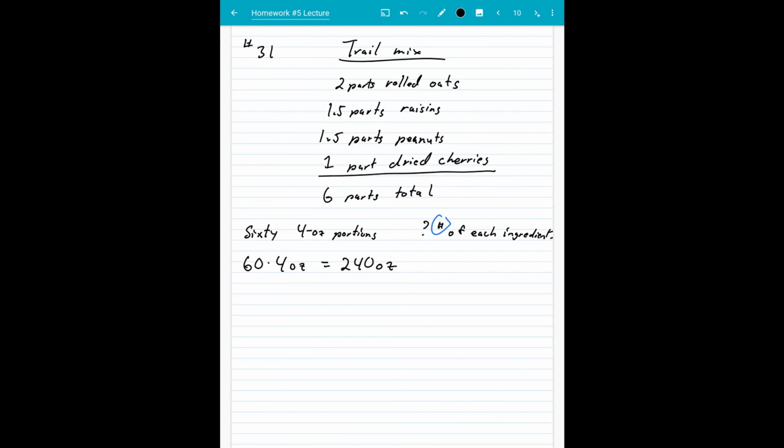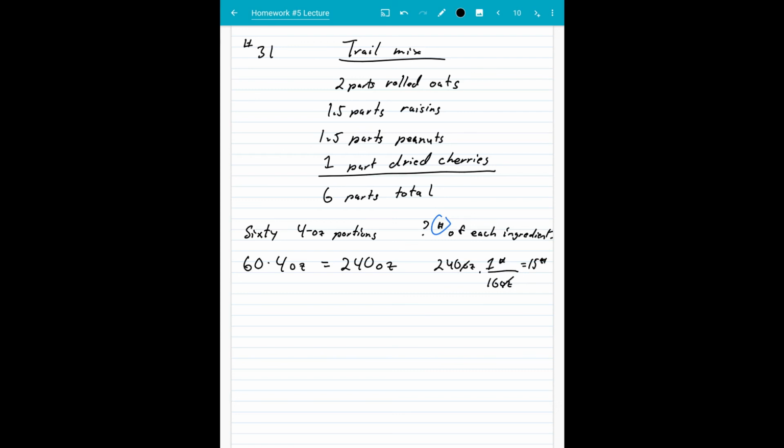That makes 240 ounces total. Now that number, 240 ounces, is difficult to work with because it's a high number. If you want to do things mentally, sometimes you want to reduce the number down. And since our question is asking for all the ingredients in pounds, we should change 240 ounces to pounds. Remember, there's 16 ounces per 1 pound. We can divide the number by 16. So 240 divided by 16 ends up giving us 15 pounds.